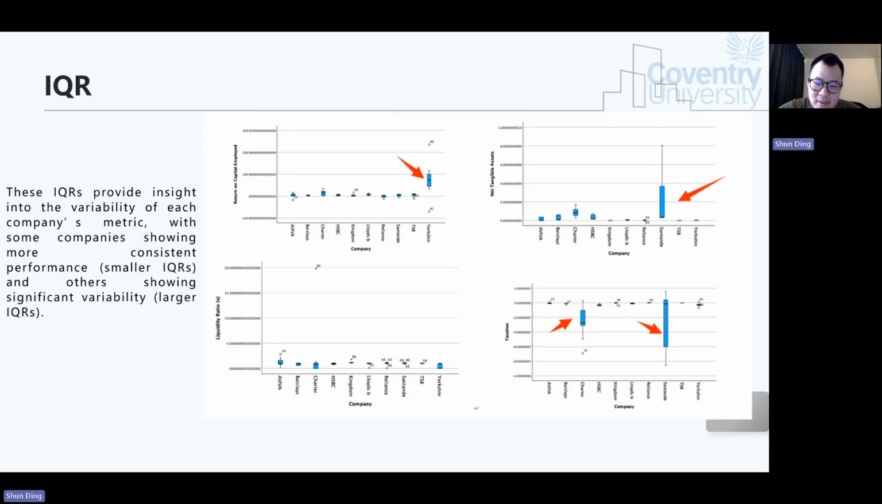Banks such as Aviva, Barclays, HSBC, and Chartered show smaller IQR, indicating that they are more consistent and stable in financial performance. Standard shows significantly lower IQR and gentle volatility in all four indicators.